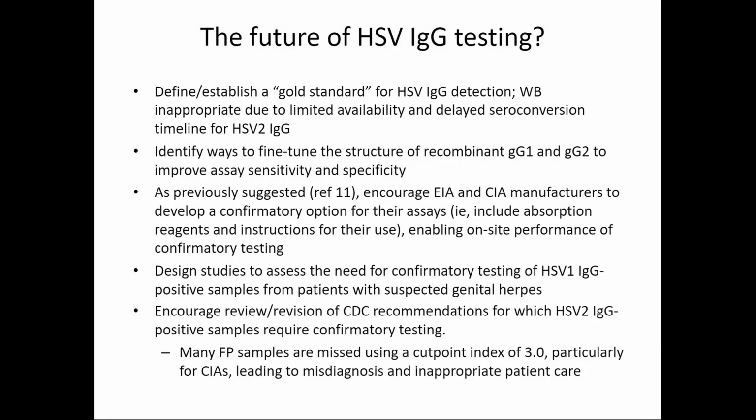suspected genital herpes. And lastly, we need to encourage review and perhaps revision of CDC recommendations for which HSV-2 IgG positive samples require confirmatory testing, because many false positive samples are missed using a cut point index of 3.0, particularly for CIAs, and this leads to misdiagnosis and inappropriate patient care.